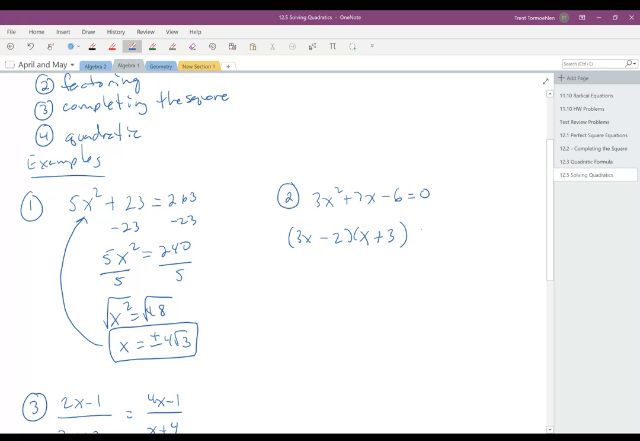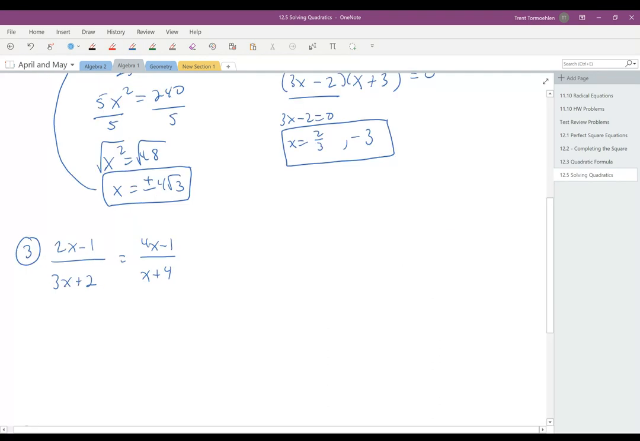And so that means I can go ahead and solve this way. I know that 3x minus 2 has to equal 0. And so that gives us a solution of x equals what? 2/3, when you add 2 and divide by 3. And then that one is going to be negative 3. So your two answers are going to be 2/3 and negative 3. Remember, when you're solving a quadratic, you should be expecting two answers.